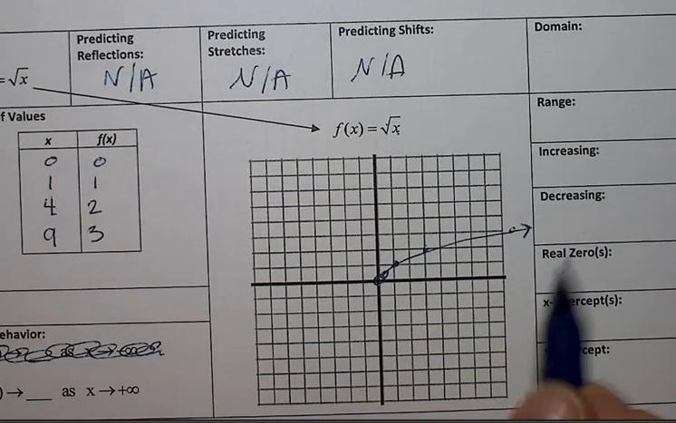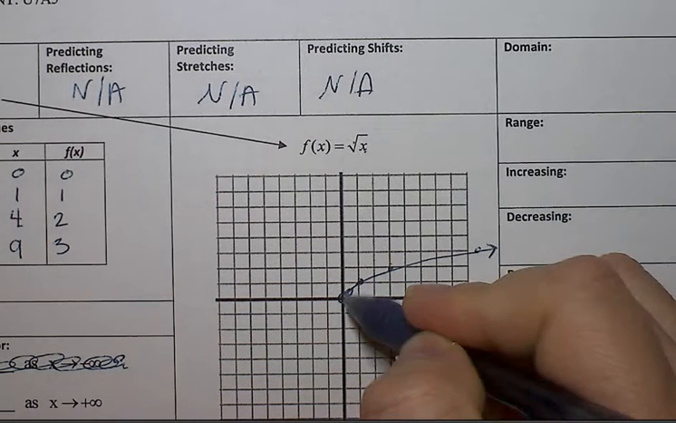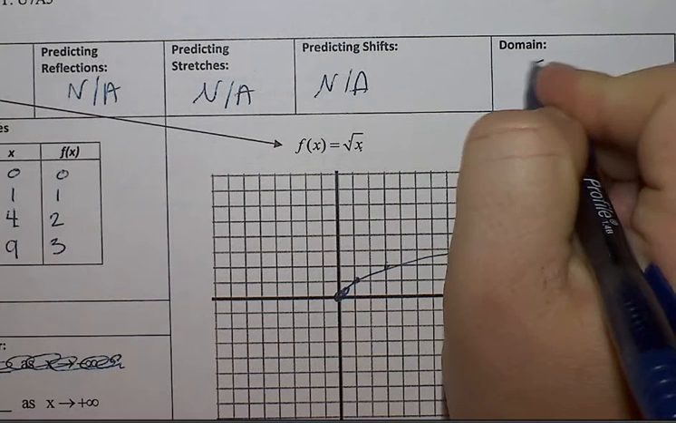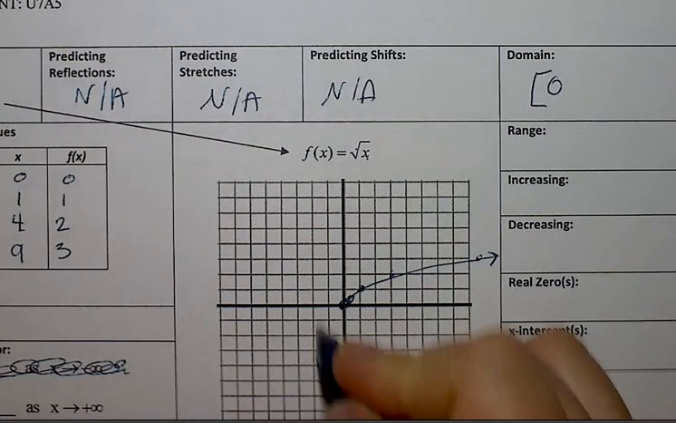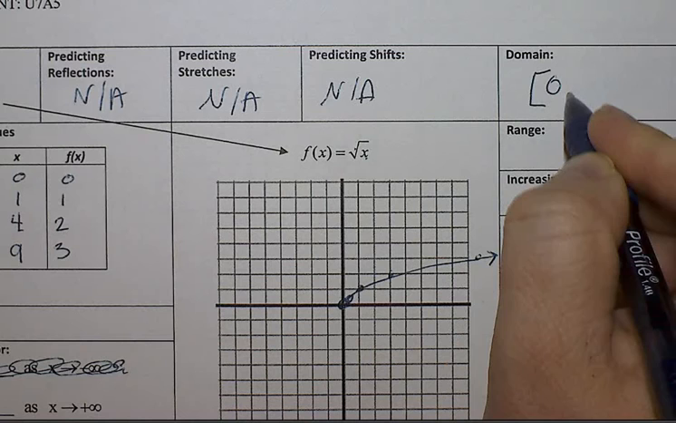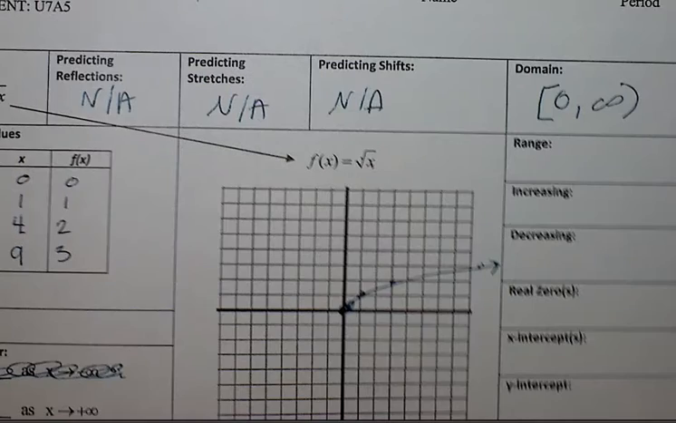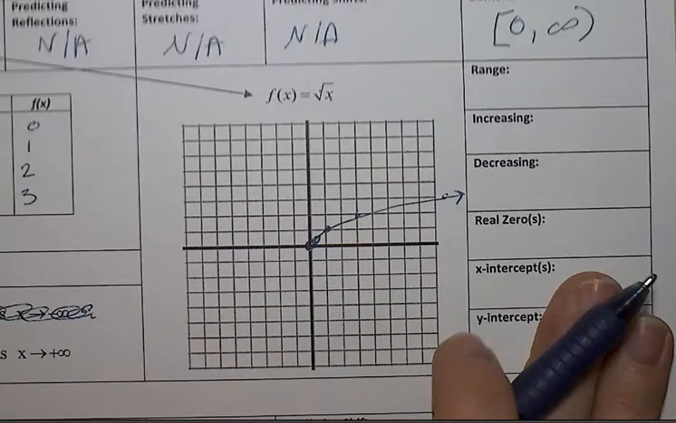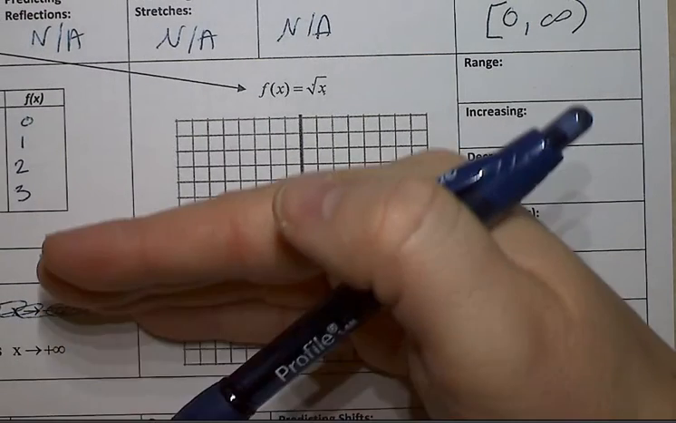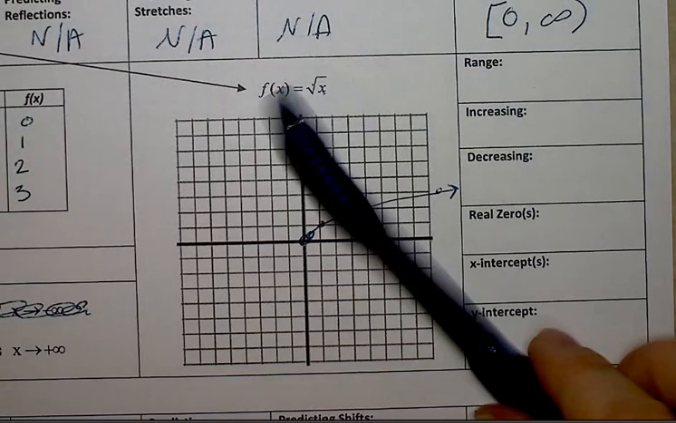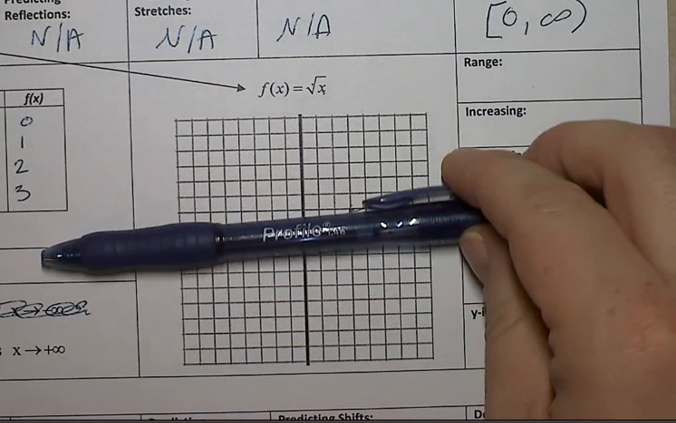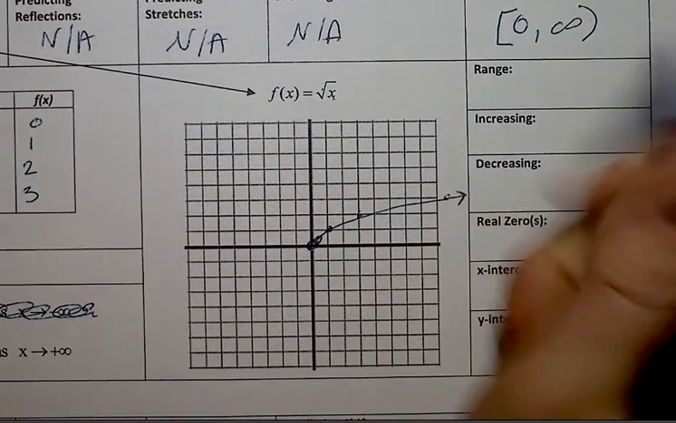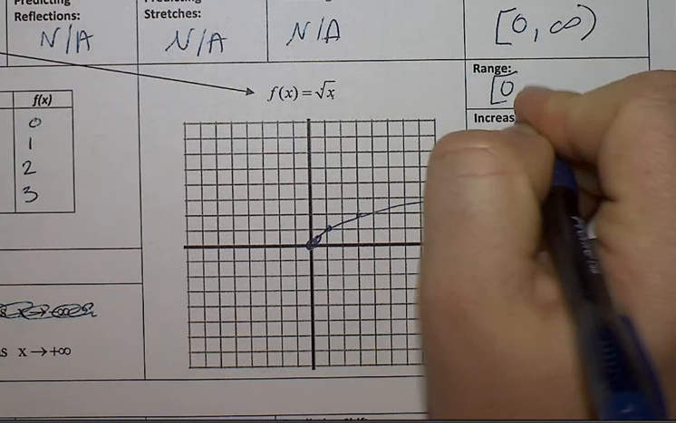So domain. Domains describe x's. It starts at x equals 0. It's actually touching x equals 0, and it continues to move towards the right. Domains go from left to right, describing x values. Ranges go from bottom to top, describing y values. So from bottom to top, it starts at y equals 0, touching that point, and it continues to go upward.